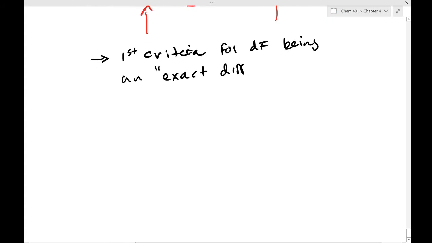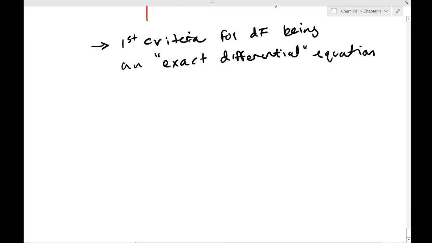And this is the first criteria for being what's called an exact differential equation. Now you don't necessarily need to know exactly what that is at this point. If you've taken the class called differential equations, you'll know exactly what I'm talking about. But this is the first criteria for being an exact differential equation. So now we can say that all of the state functions in their differential forms with their natural variables are exact differential equations. And this makes a lot of things really easy.